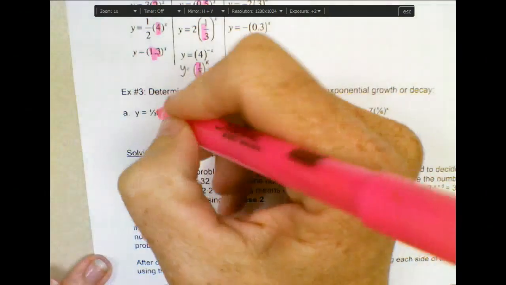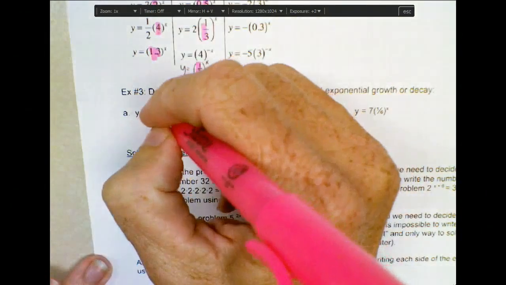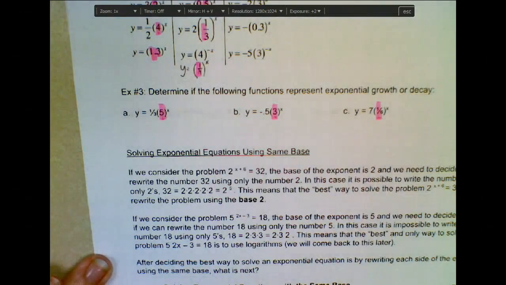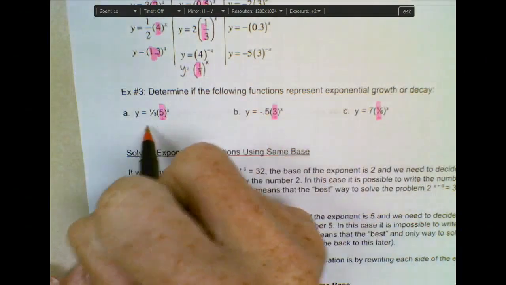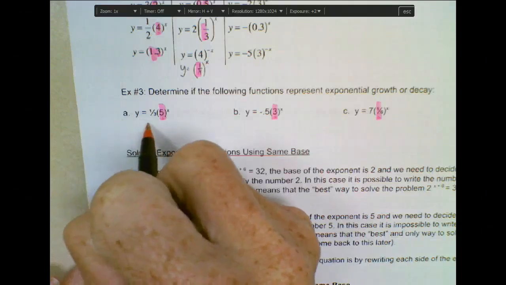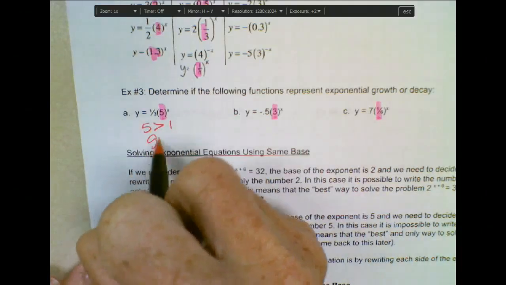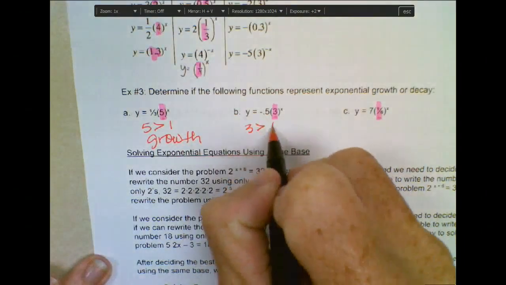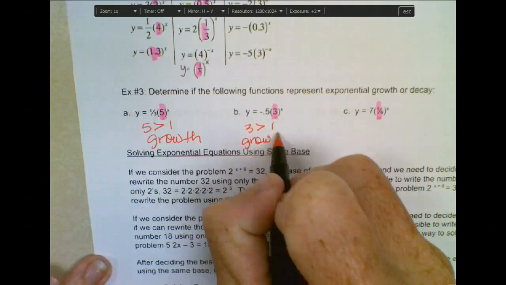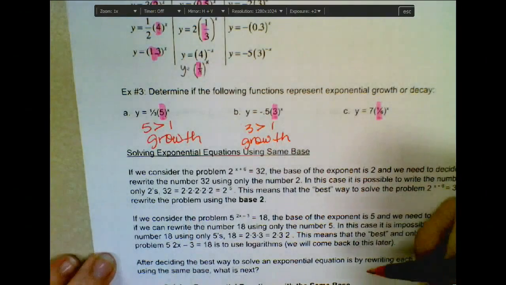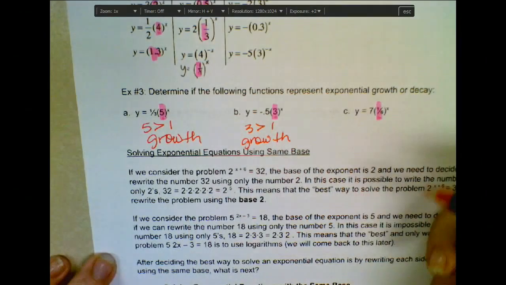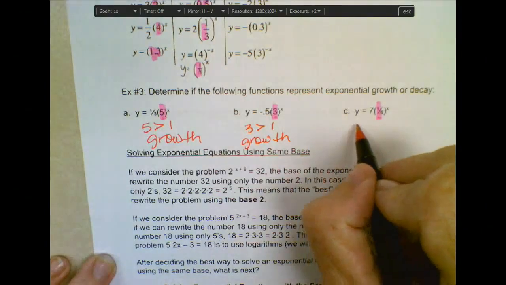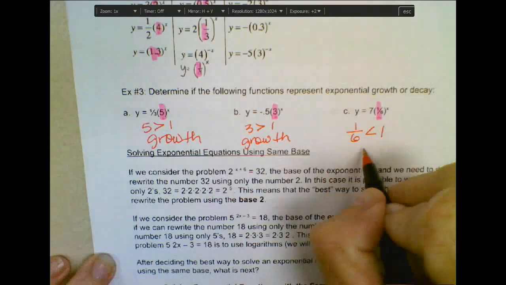Okay, so you're back and checking your work. So our B value is what helps us determine whether it's a growth or decay function. For example A, 5 is greater than 1, so this is a growth function. In B, 3 is greater than 1, so it is a growth function. Makes sense, doesn't it? If we're getting more than 100% back, then it should be a growth function. 1/6 is less than 100%. That should be a decay function. So that is a decay function.